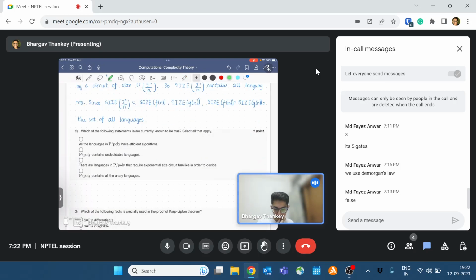Yeah, so the next problem is, which of the following statements is or are currently known to be true, so select all that apply. All the languages in P slash poly have efficient algorithms. P slash poly contains undecidable languages. There are languages in P slash poly that require exponential size circuit families in order to decide. And P slash poly contains all the unary languages. So which of these are correct?